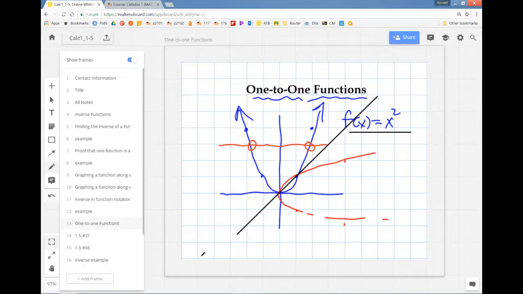So when you see the book talk about one-to-one, what they're saying is, by looking at a function, you can tell if its inverse will be a function. Because when you tip this sideways, you can see that it will fail the vertical line test. So the blue is a function, but it's not one-to-one. That is, its inverse will not be a function.